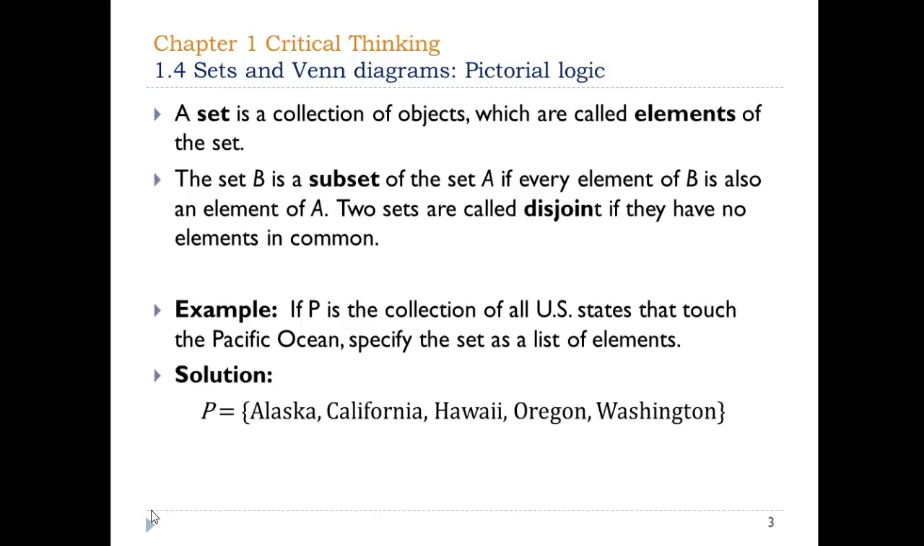Example: if P is a collection of all US states that touch the Pacific Ocean, specify the set as a list of elements. P is Alaska, California, Hawaii, Oregon, and Washington. In the set notation, we use braces to include elements of the set in the list.